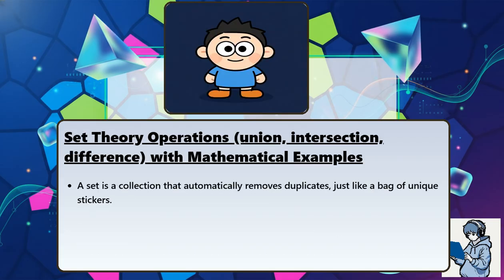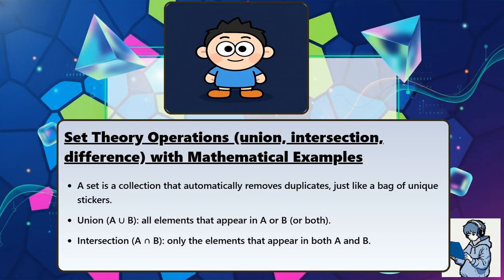A set is a collection that automatically removes duplicates, just like a bag of unique stickers. Union, A ∪ B, all elements that appear in A or B or both. Intersection, A ∩ B, only the elements that appear in both A and B. Difference, A \ B, elements that are in A but not in B.